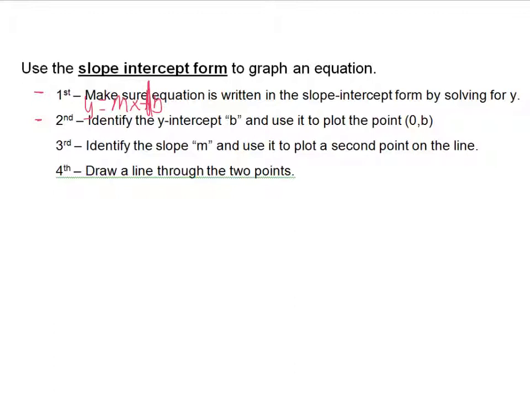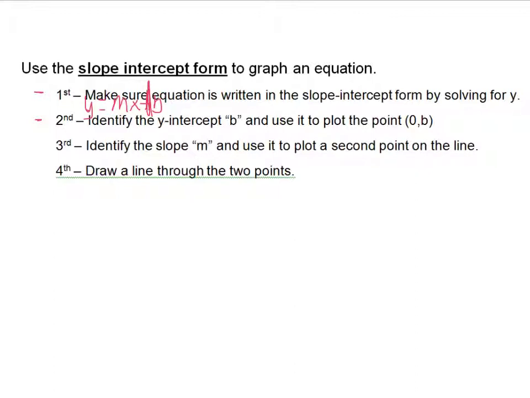The y-intercept is usually the point on the end, but it's the point that does not have the x attached to it. So the x coordinate is 0 and b is the y value. So you're going either up or down the y-axis using that b point.